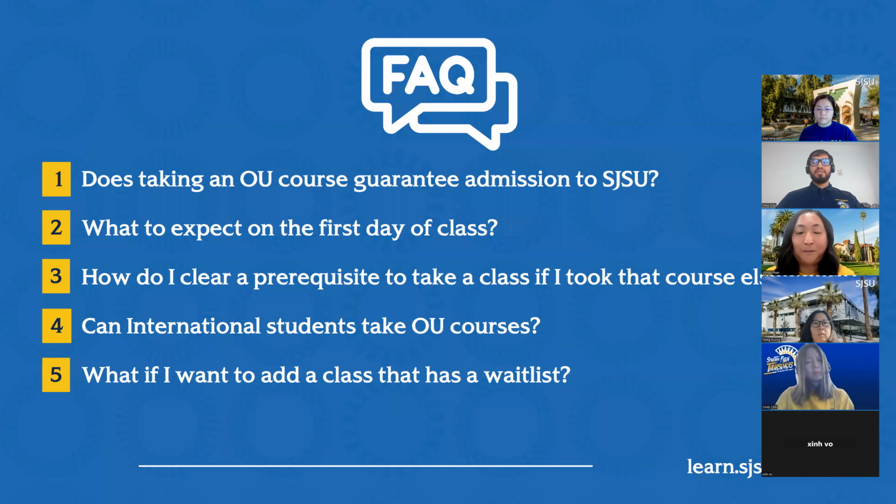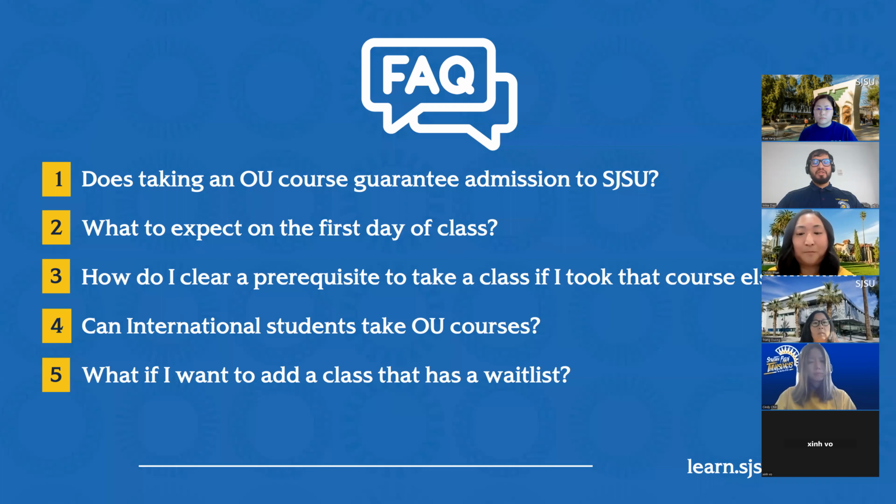Can international students take an Open University course? Yes, Open University is open to international students. However, if your F1 visa or J1 visa is not handled by SJSU, you have to talk to your international student advisor first. Every university handles international students in their own particular way, including how they enter them in CVIS and their coursework. So if you're not from SJSU, you need to speak to your international student advisor at your home institution.